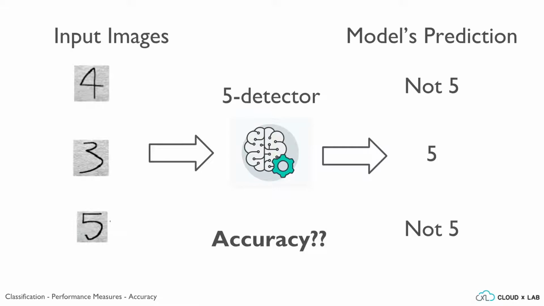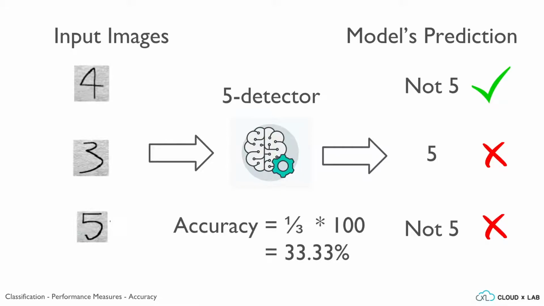Here is the question on accuracy. Say we have 3 images showing 4, 3 and 5. The 5 detector is some model which has detected 5 only in the second case. What is the accuracy of 5 detector in this case? Pause the video for a moment and calculate the accuracy. Here only one prediction is correct out of 3, so the accuracy is 33.33%.